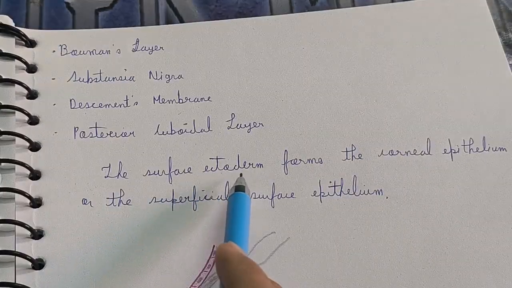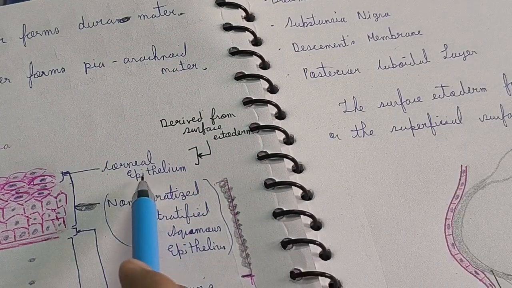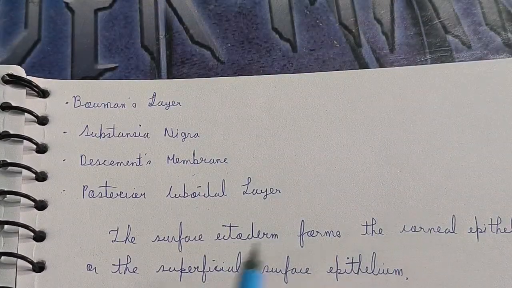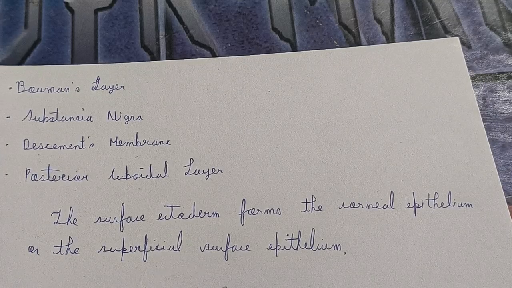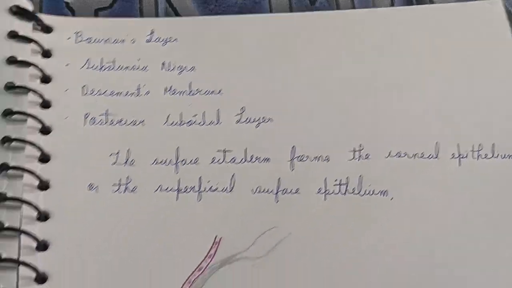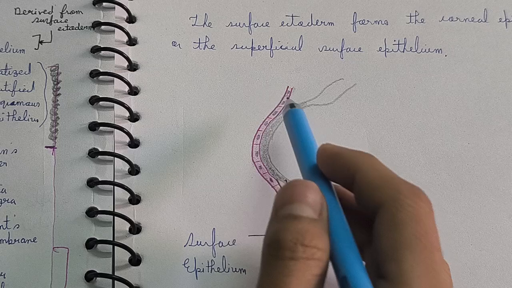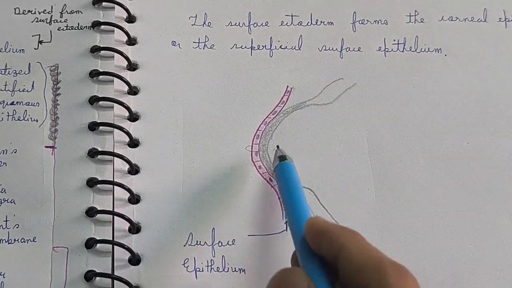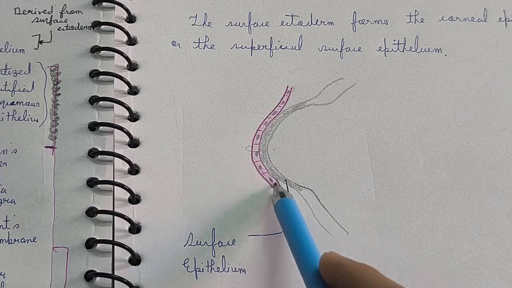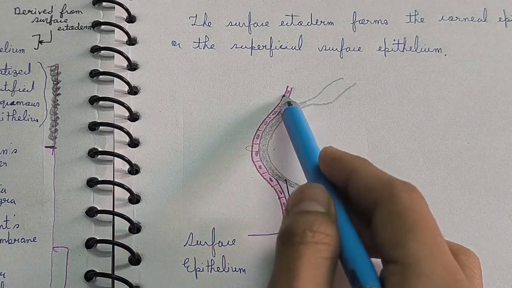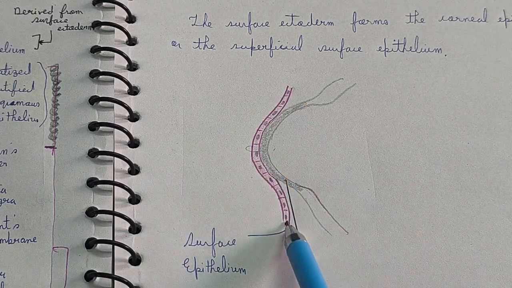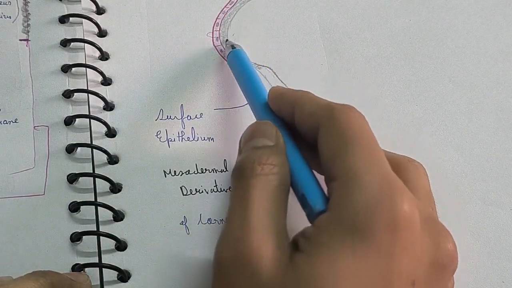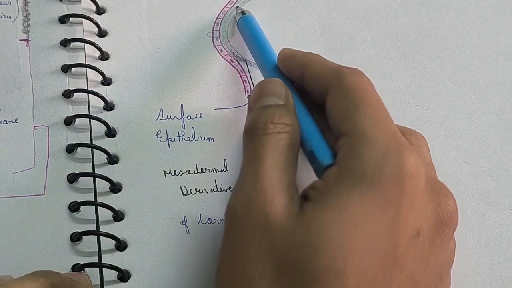And as I have written, the corneal epithelium is derived from surface ectoderm, so the surface ectoderm forms the corneal epithelium or superficial surface epithelium. Here is a diagram of the epithelium in the normal human eye. You can see the pink colored portion is the epithelium, the superficial epithelium, which is formed from the surface ectoderm.